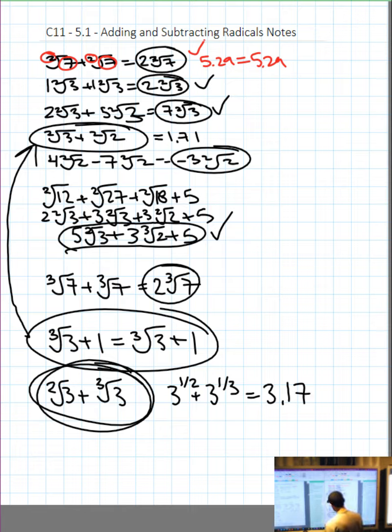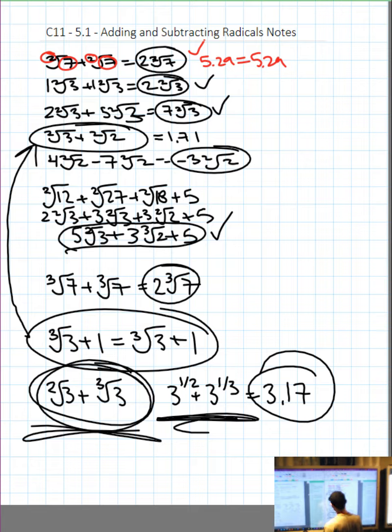Doing it the way on the left and doing the answer that we think it is, we get a decimal. But we can't add or subtract them like we were doing above because they didn't have the same index, the type of root, and the same radicand, the thing underneath the root, being the same type of radical. So that's adding and subtracting. We're going to work on multiplying and dividing.